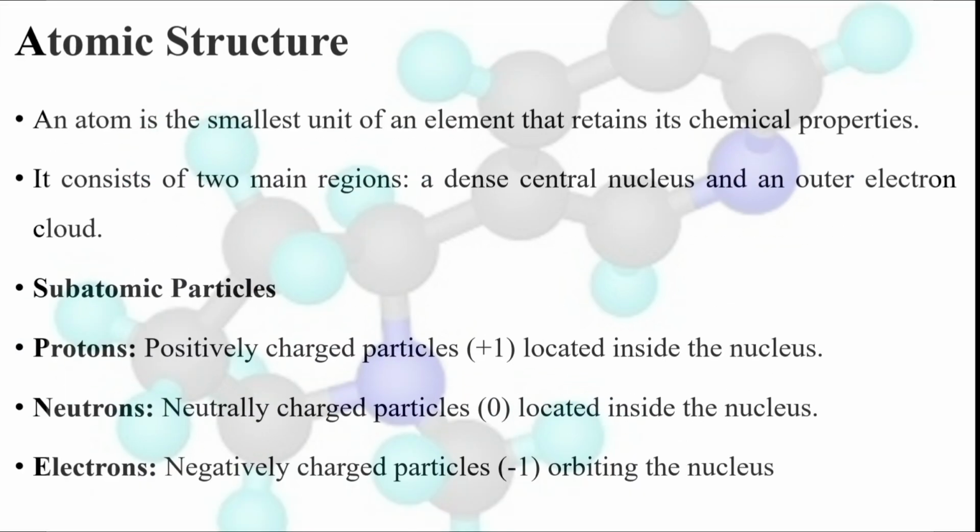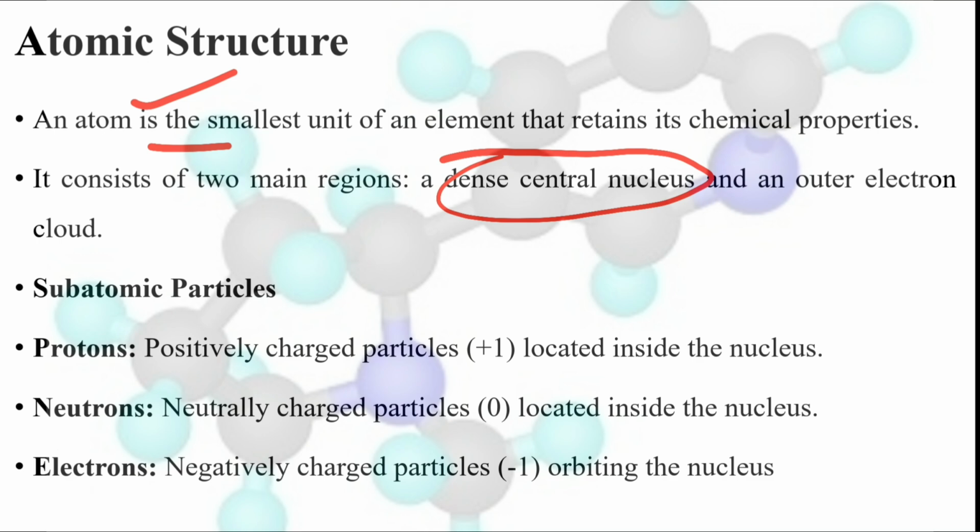So at first, what is an atom? An atom is the very smallest unit of any element that retains the chemical properties. That smallest atom contains all the chemical properties of that element, like the cell is the basic unit of our body, of the living body. Then an atom consists of two main regions: a dense central nucleus and an outer electron cloud.